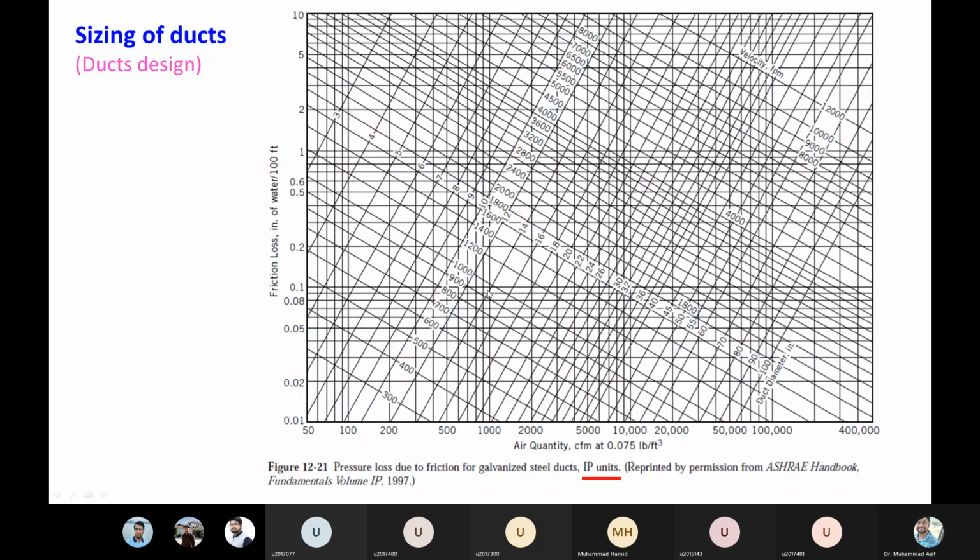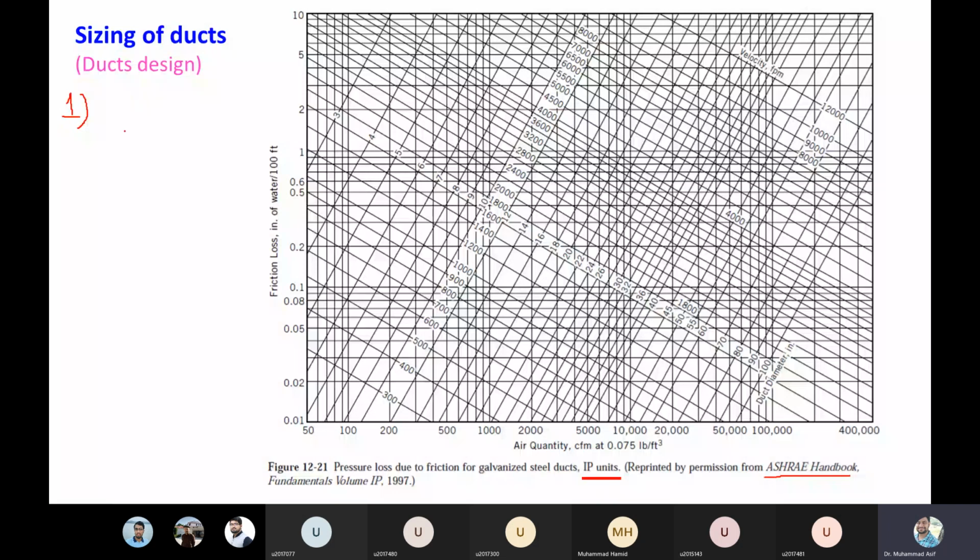And then the sizing of the duct, which we can also call the duct's design. There are different charts used, provided by ASHRAE, to design the duct. As you can see, this chart is provided by ASHRAE, and it is basically used to size the duct. To design the duct, we should have certain inputs. One of the inputs required is the airflow rate.